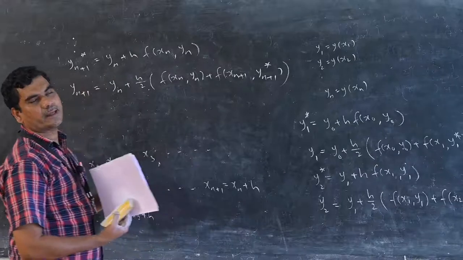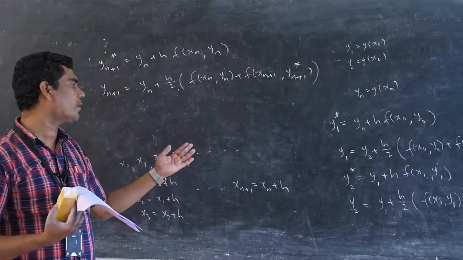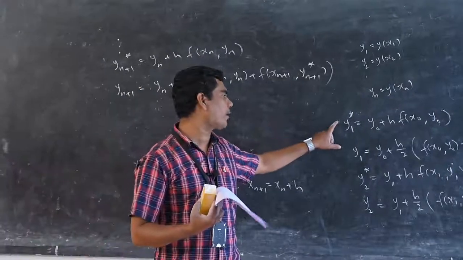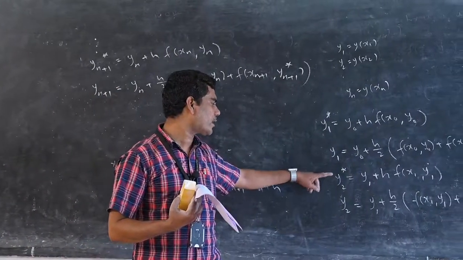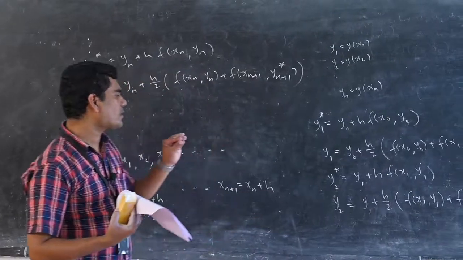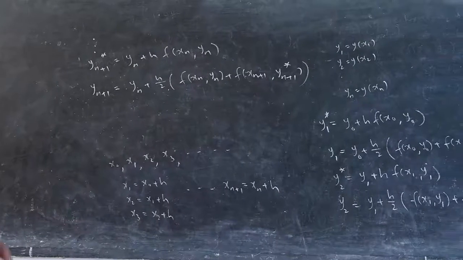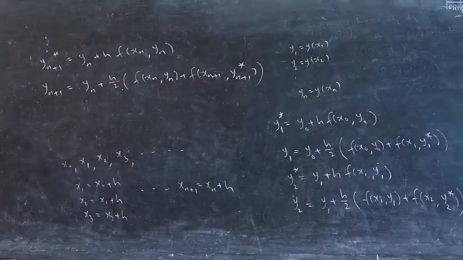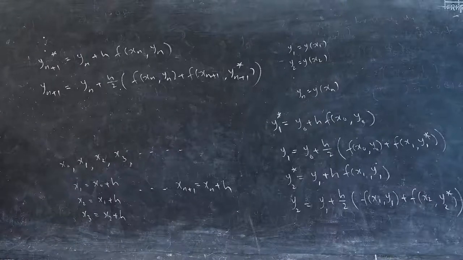When we compare with Euler method, in every step we make an improvement. First we find y1 star, then y1, then y2 star, then y2. In every step of Euler method, we improve the solution once. This is the improved Euler method. So we do an example.